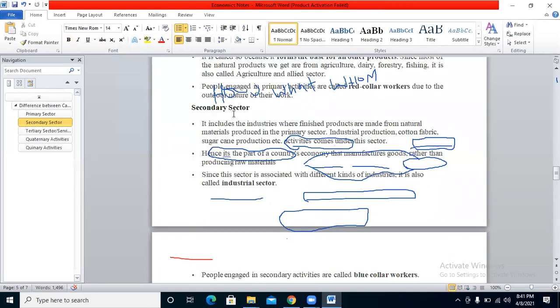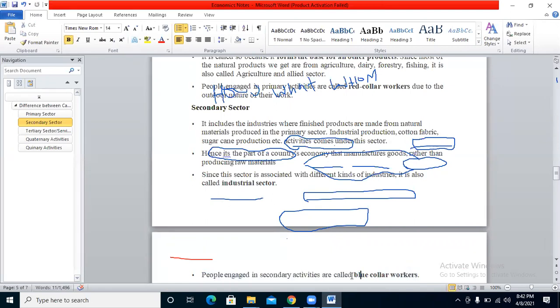Next is the secondary sector. It includes the industries where finished products are made from the natural materials produced in the primary sector, and industrial production like cotton fabric, sugarcane production, etc. Here the industries are part of the secondary sector, and people engaged in secondary activities are called blue collar workers.